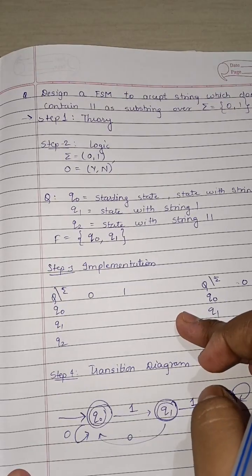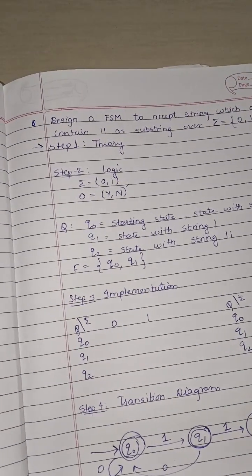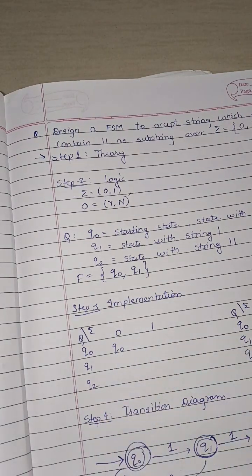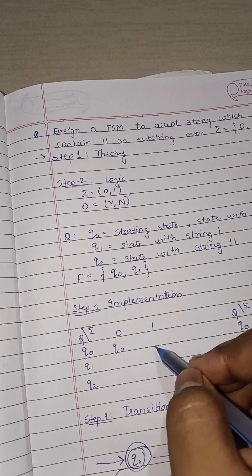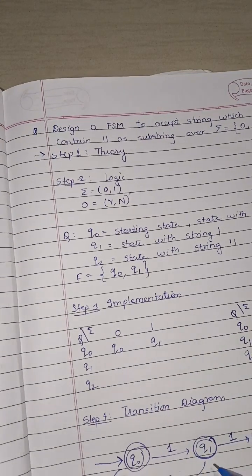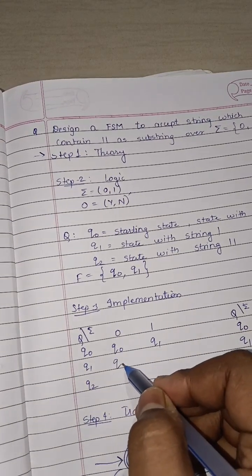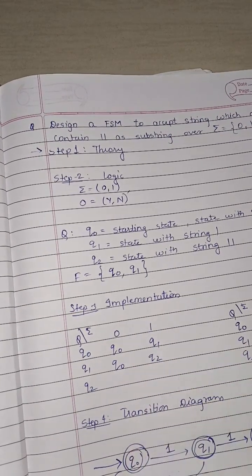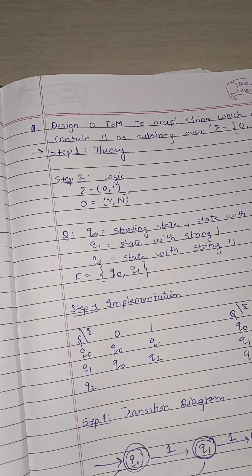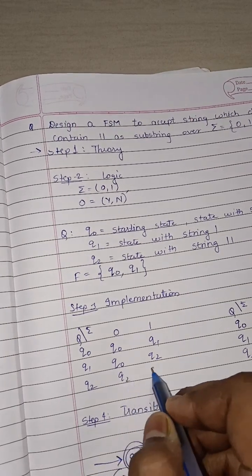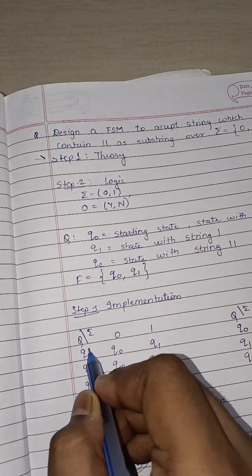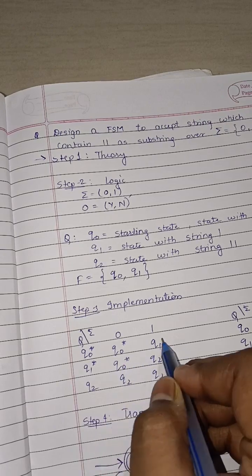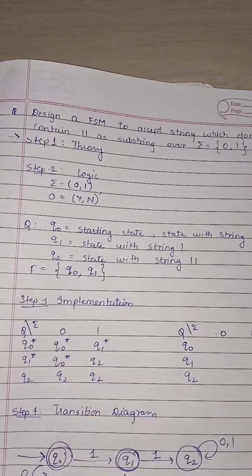Based on it we can complete our implementation tables. Q0 receives 0, it is going to Q0. Q0 receives 1, it is going to Q1. If Q1 receives 0, it is going to Q0. If Q1 receives 1, it is going to Q2. If Q2 receives 0 and 1, it is going to Q2 only. Now since Q0 and Q1 are the final states, I will mark them with a star: Q0, Q1. Likewise, I will complete the implementation table.